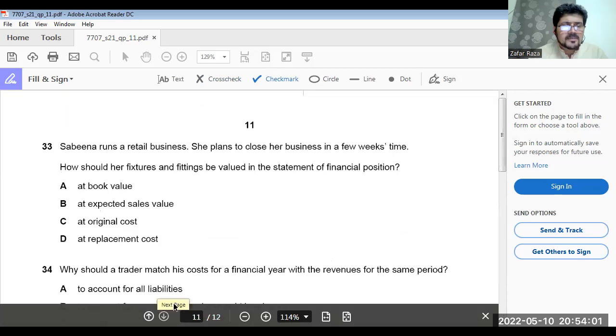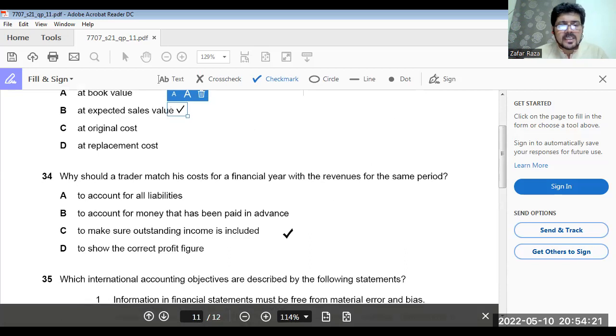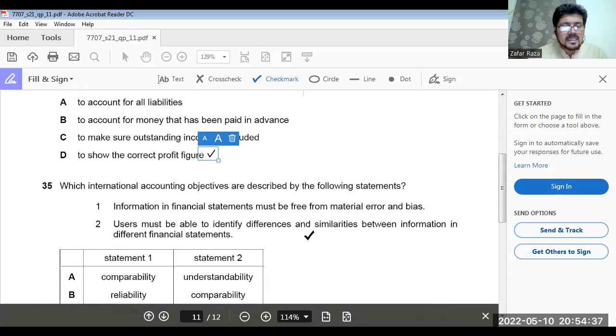Now 33. Sabina runs a retail business which she plans to close in a few weeks' time. How should her fixed assets be valued in a statement of financial position? At book values, at expected sales value, at original cost, depreciation. When we are selling, it means expected sales value because we are closing the business. Why should a trader match his costs for the financial year with the revenues for the same period? To account for all liabilities, to account for money that is paid in advance, to make sure outstanding income is included, to show the correct profit figure. It's very easy. Okay, now 35.